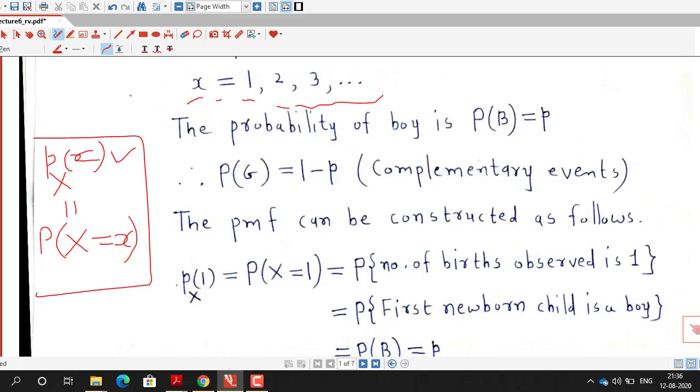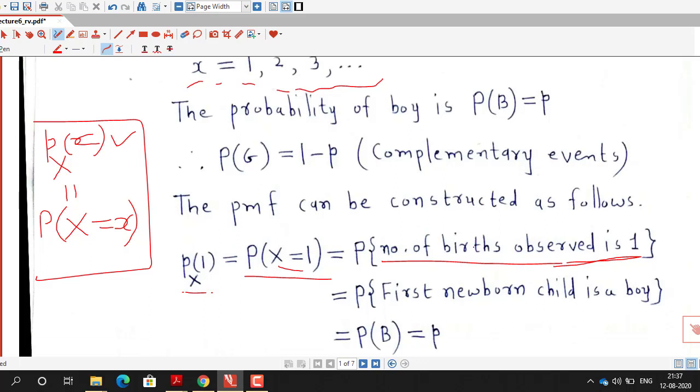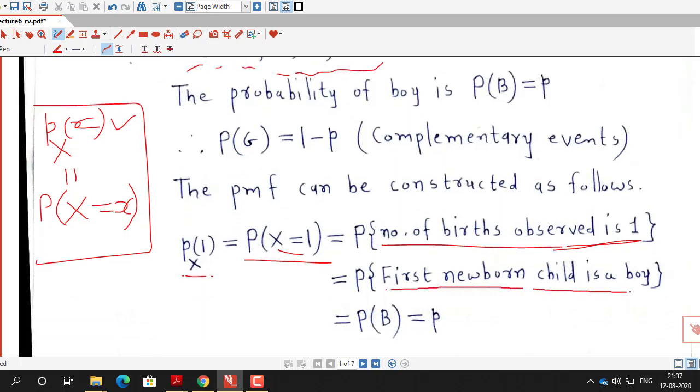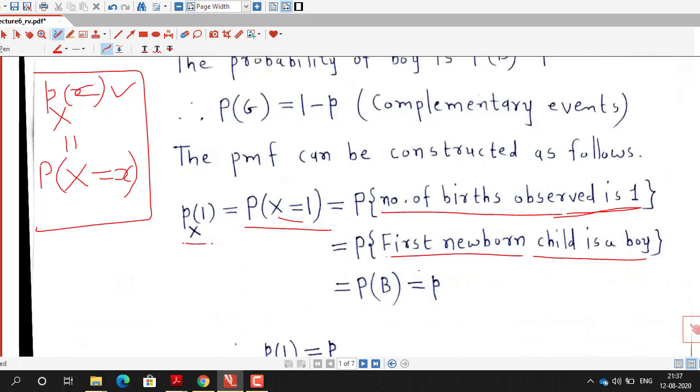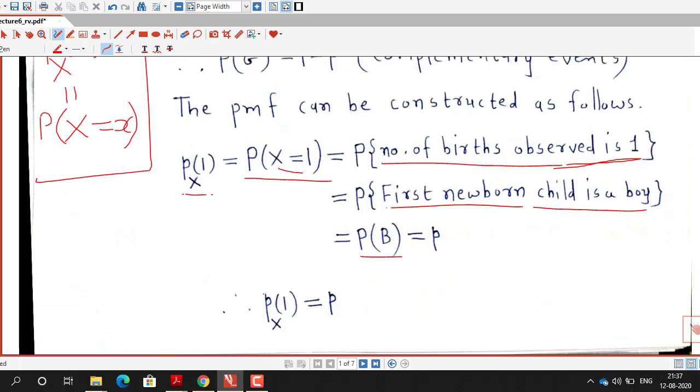So first we calculate P of 1, that is the probability of the event capital X equal to 1. Now capital X equal to 1 means the event that the number of births observed is 1. So the number of births observed is 1 if the first newborn child is a boy. It is given that the probability of a boy is small p. So the value of the probability mass function at x equal to 1 is small p.